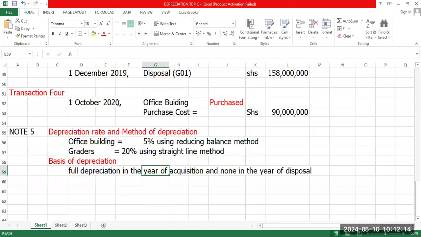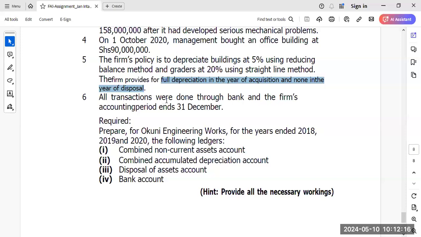Next. All transactions were done through bank. All this is noted. You don't need to use a cash account anywhere. All transactions were done through bank, and the firm's accounting period ends on what? So this one also matters.